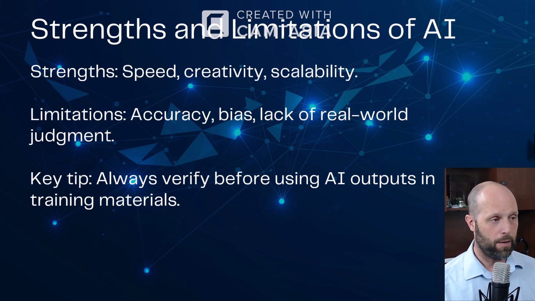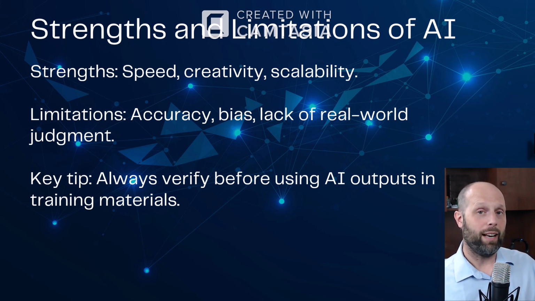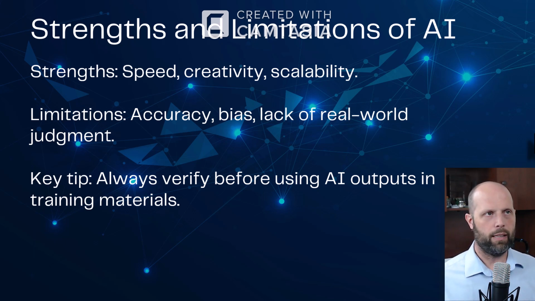However, limitations of AI: sometimes you have accuracy problems, right? So always check your outputs. It can have bias. If all of its training data is biased in one direction or another, that's how it's going to produce answers as well, because it's been told that those inputs are accurate. Okay, so be aware that there may be bias in AI generated content.